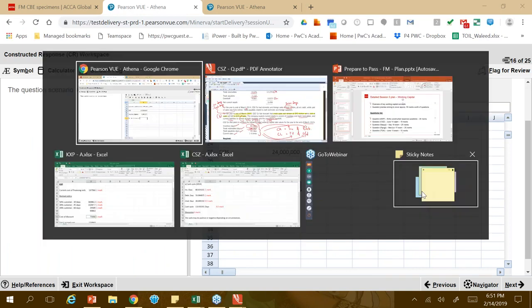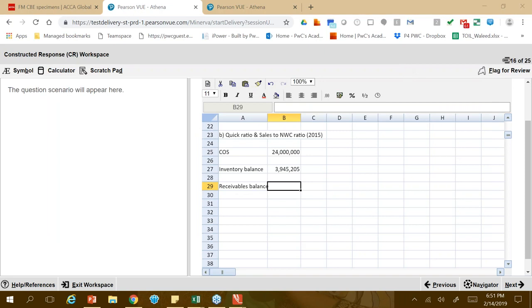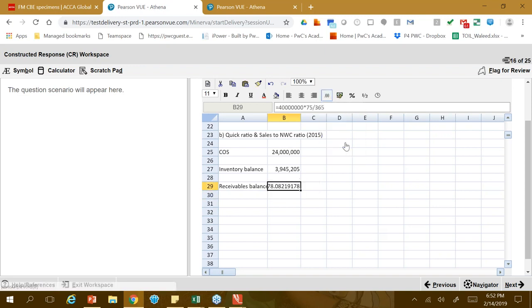Well done. So we are taking the sales, which are the 40 million, into the receivable days 75 over the 365. So this will give me the receivables balance for 2015, which comes out to be 8219178. So well done to everyone who got 8219178. Now, last thing here, we have to work out the payables balance.